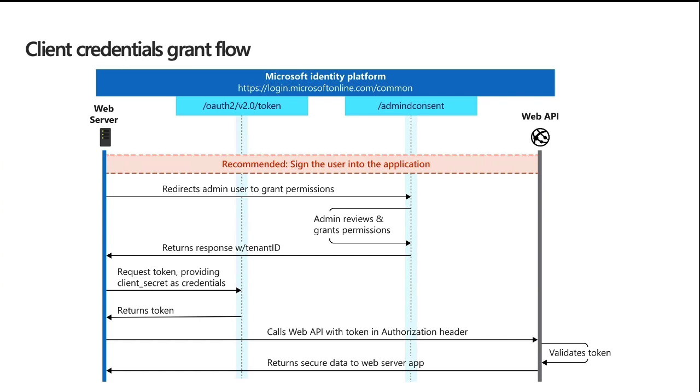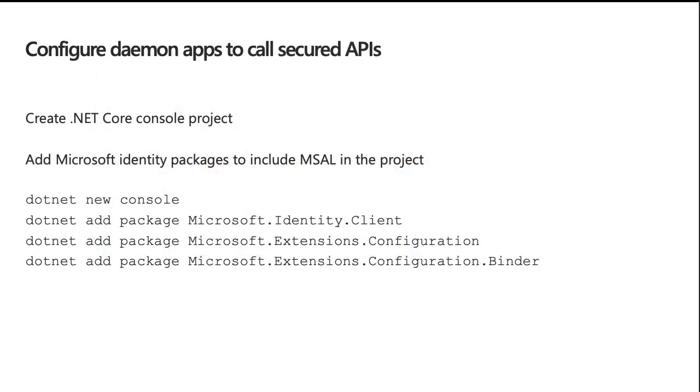The first step an admin user must do is to grant the specified permission to the daemon app. Once the permissions have been granted via an admin consent experience, the app can request an access token. The daemon submits a request to the Azure AD token issuing endpoint and includes its client ID and secret or certificate.